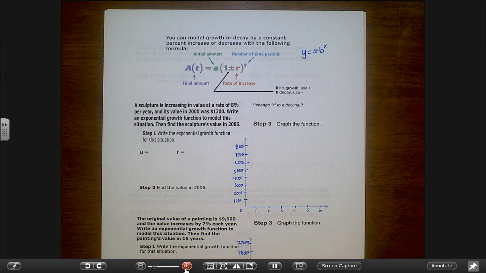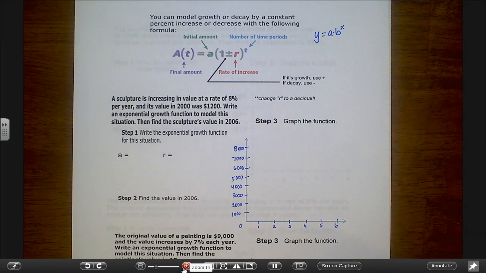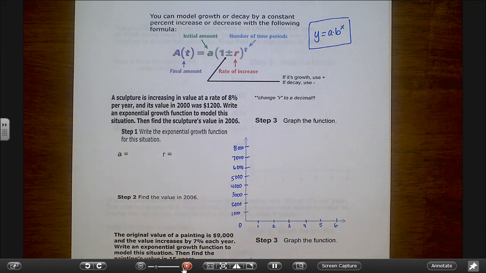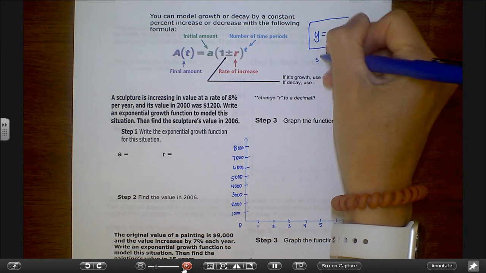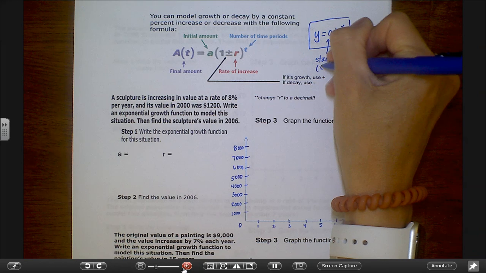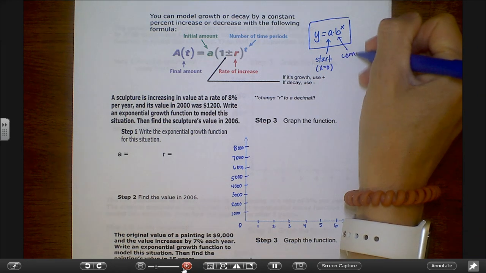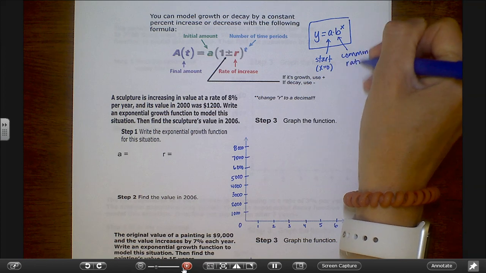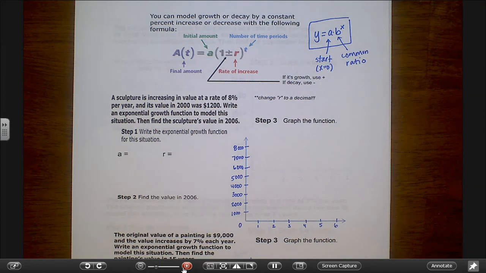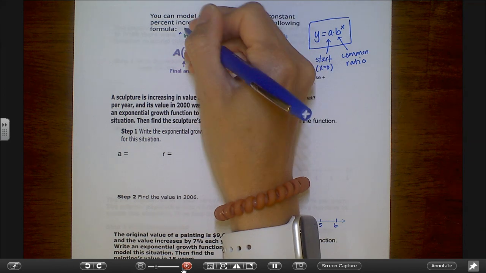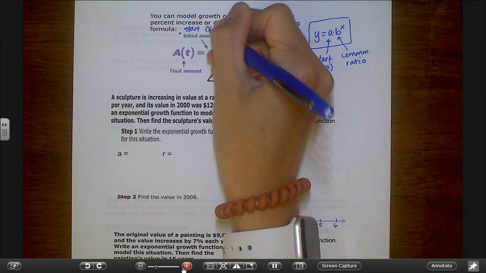So earlier this week, we talked just about exponential functions. And remember that we had that y equals a times b to the x, right? Where a is your starting point, and that's where x equals 0. That's your y-intercept. And then b is your common ratio. So exponential growth and decay functions are essentially very similar to that. Your starting point is the same. So again, that's where x equals 0.